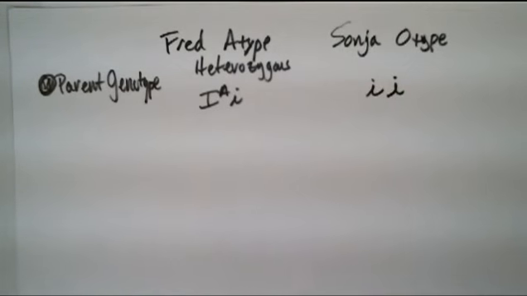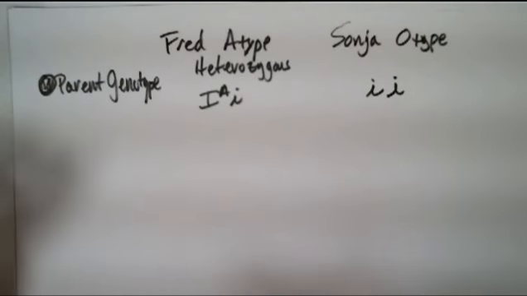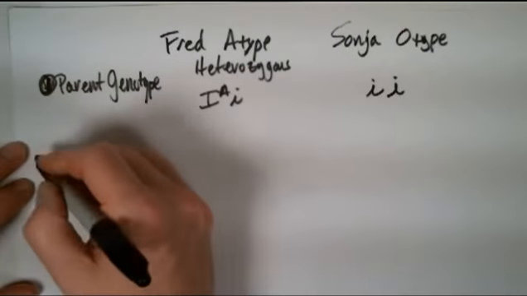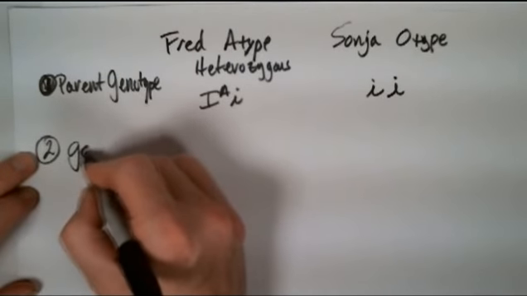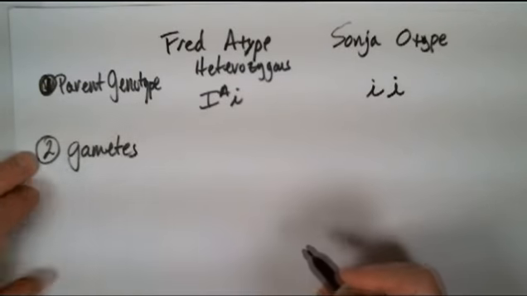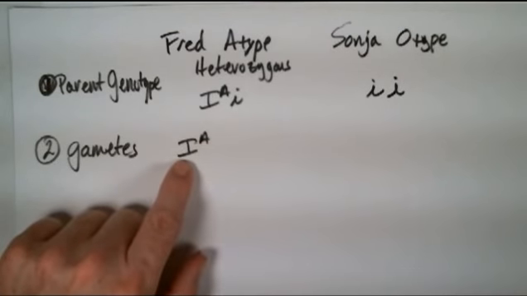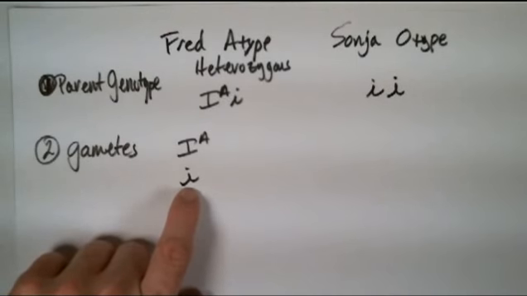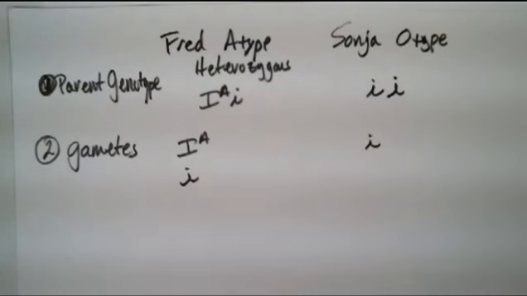Now, just looking at it, you should be able to look at this and go, it's going to be 50%. But I'm going to walk through the rest of the problem, the way you should be working it, just so you know what's going on. The second step was to determine the gametes. So Fred can make this gamete, that's one of the alleles, and he can make this gamete, that's another allele. Sonia can only make this one type of gamete.